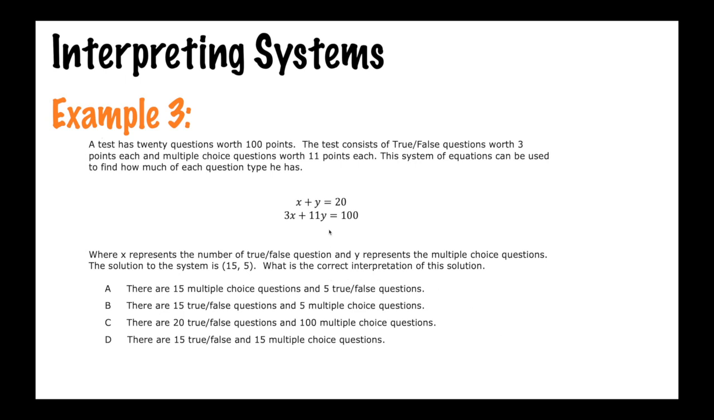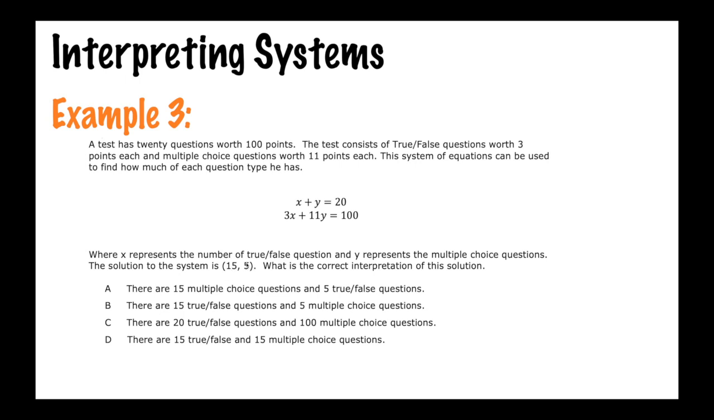So here they give us the 2 equations. We know that X is representing the number of true-false questions and Y is representing the number of multiple choice questions. They also talk about the value of each one, and then it's actually solved for us. They tell us that the solution is 15, 5. So now we're just interpreting the meaning of that.